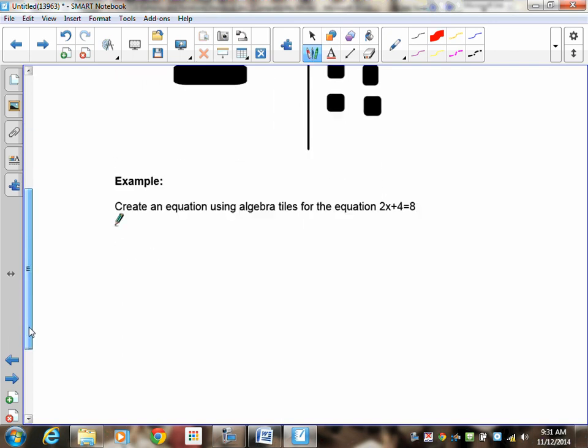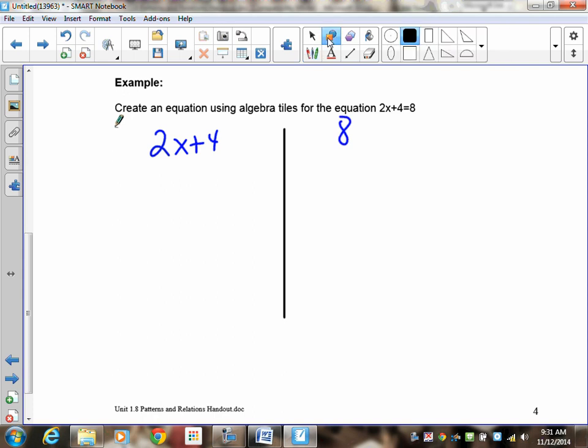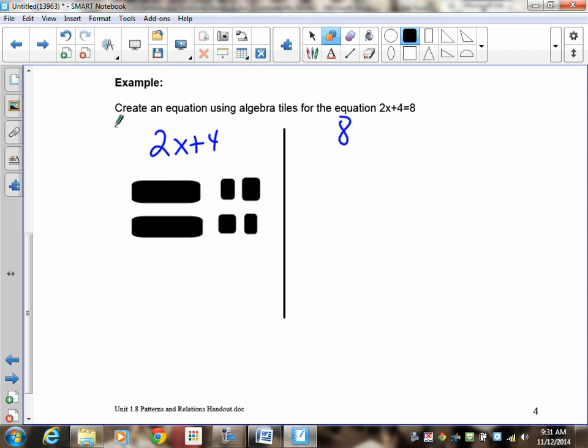Let's go down and do another one. Now I've got 2x plus 4 is equal to 8. So again, you need a line down the middle. That's your equal sign. The left-hand side is going to be my 2x plus 4. The right-hand side is going to be my 8. So, grabbing the 2x plus 4, 1x, there's my 2x's, and here's my 4. And over here I have 1, 2, 3, 4, 5, 6, 7, 8. So there's 2x plus 4 is equal to 8.